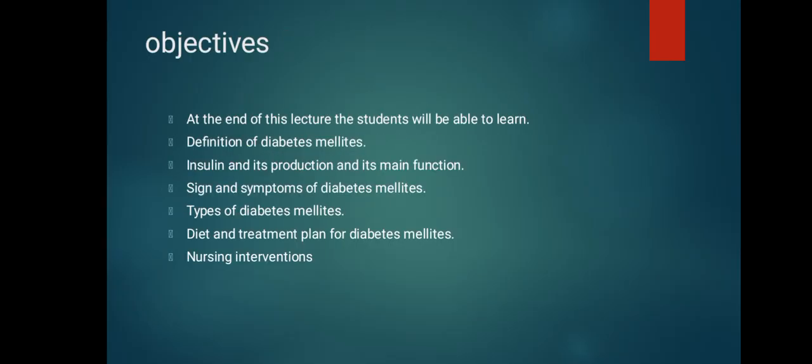These are our objectives. In our lecture today, we will discuss diabetes mellitus, its definition, types of diabetes mellitus, insulin and its production, where it is produced and its main function, signs and symptoms of diabetes mellitus, and finally the nursing intervention and diet plan for diabetic patients. So let's start our lecture.